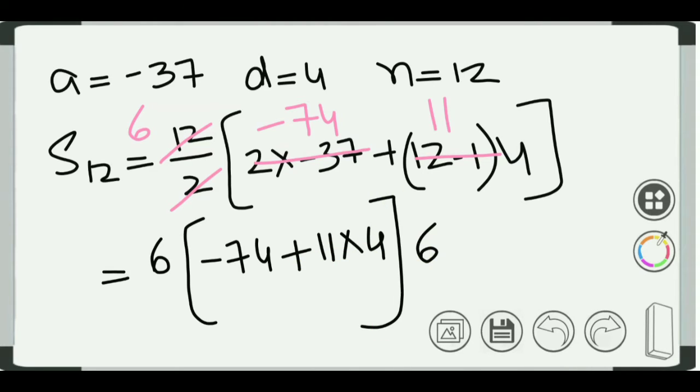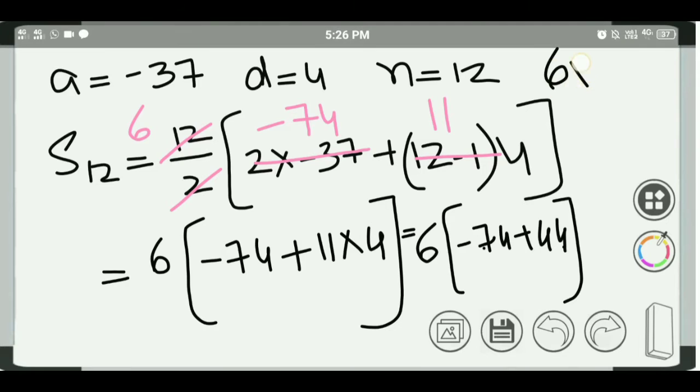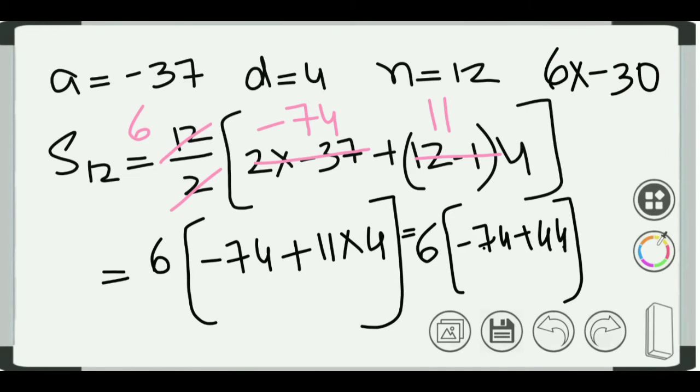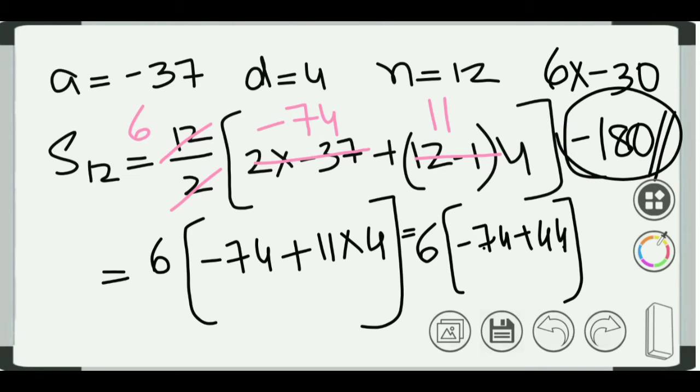That is 6 into minus 74 plus 11 into 4, which is 44. So minus 74 plus 44 is 74 minus 44 with a negative sign. 74 minus 44 is what? 30. So minus 30. 6 into minus 30 is minus 180. So your answer is minus 180, the sum of 12 terms of that AP.